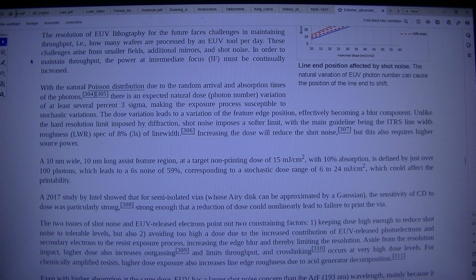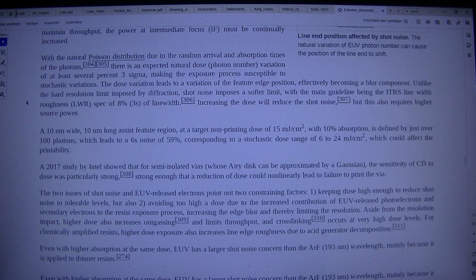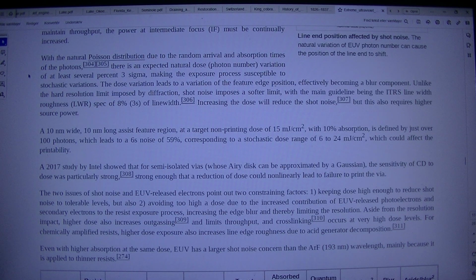There is an expected natural dose, photon number, variation of at least several %, 3 sigma, making the exposure process susceptible to stochastic variations. The dose variation leads to a variation of the feature edge position, effectively becoming a blur component. Unlike a hard resolution limit imposed by diffraction, shot noise imposes a softer limit, with the main guideline being the ITRS line width roughness, LWR, spec of 8%, 3s, of line width.